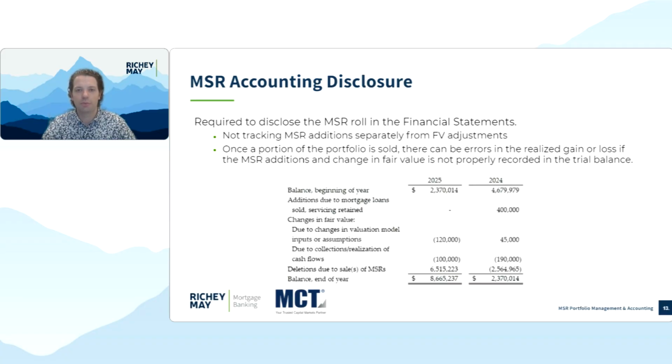So normally we will make a reclass entry to back that amount out so we can disclose it separately. And then also, once part of the portfolio is sold, there can be errors in those realized gains or losses if the MSR additions and changes in fair value are not properly recorded in the trial balance. So as far as those MSR additions, it's super key to keep those separate. And the same with the sales, we have to disclose that as well. You'll see that at the bottom there, the deletions due to sale of MSRs.